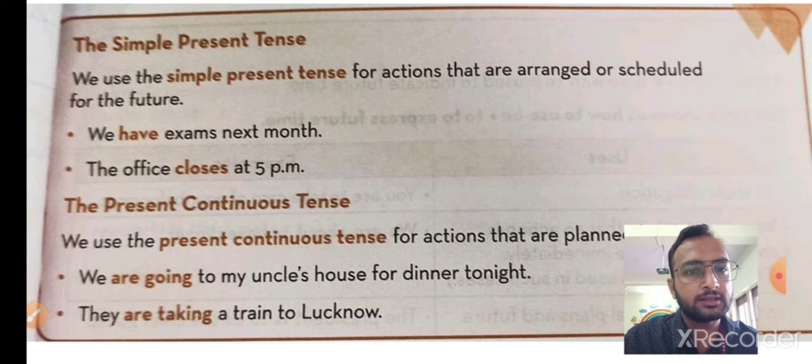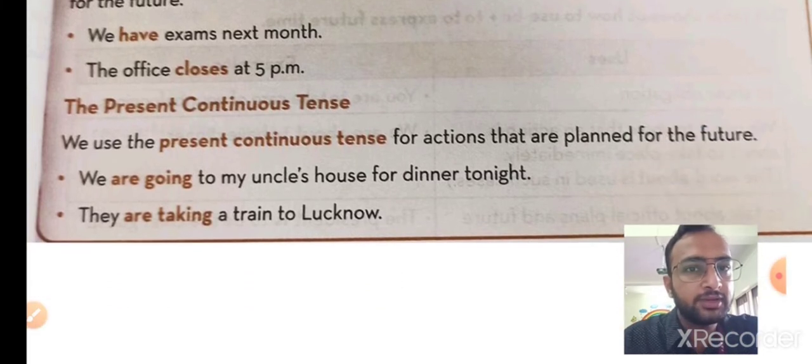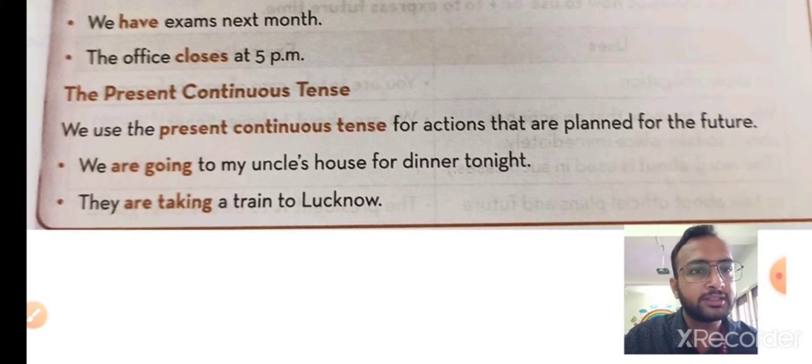The present continuous tense. So here we can see we use present continuous tense for the actions that are planned for the future. We are going to my uncle's house for dinner tonight. They are taking a train to Lucknow. Present continuous tense is for actions that are planned for the future. So that are planned and that will definitely happen.